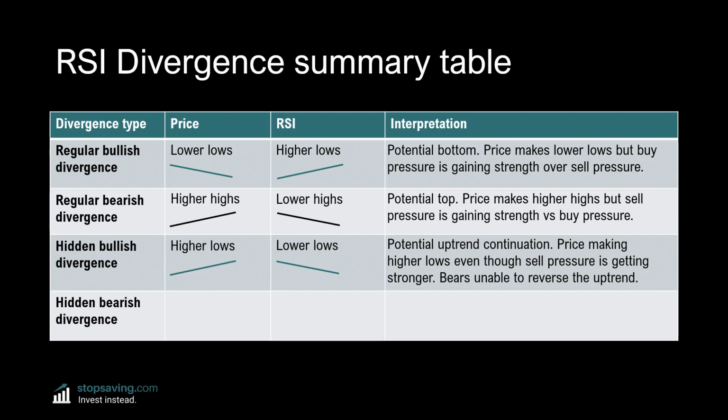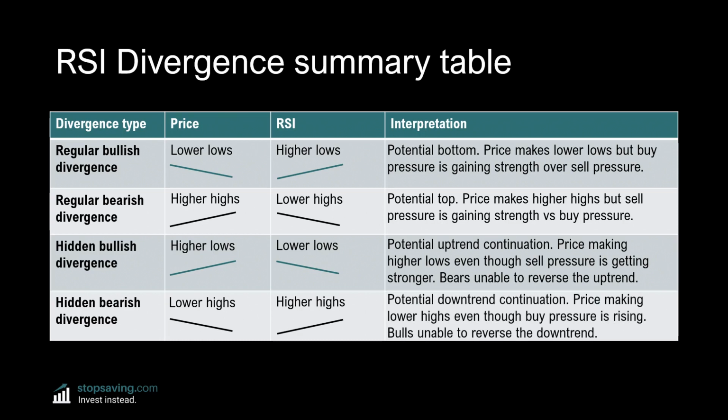And finally, we have hidden bearish divergence. That's lower highs on the price and higher highs on the RSI. In other words, despite the fact that buy pressure is rising, the bulls can't get the price to make a higher high, and the downtrend is more likely to continue than not.